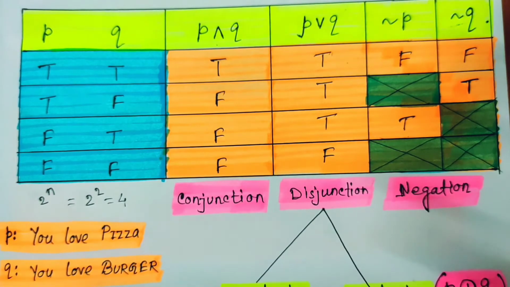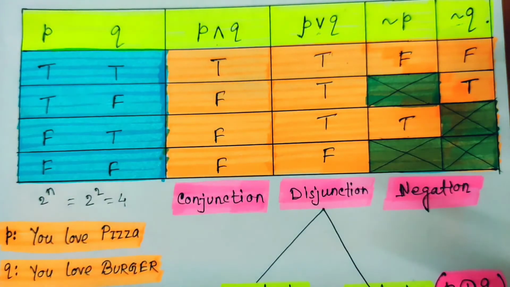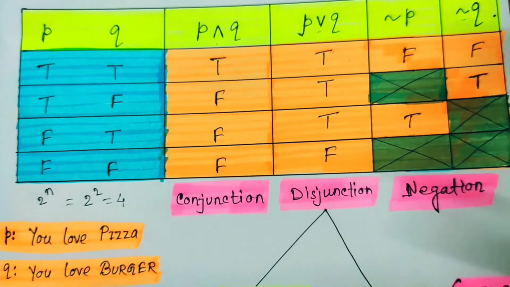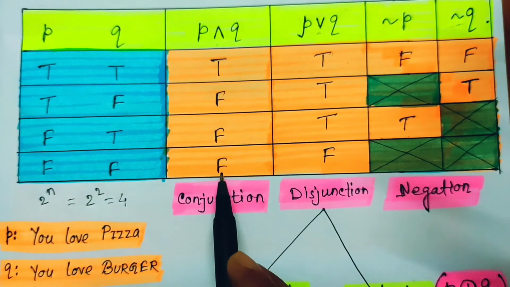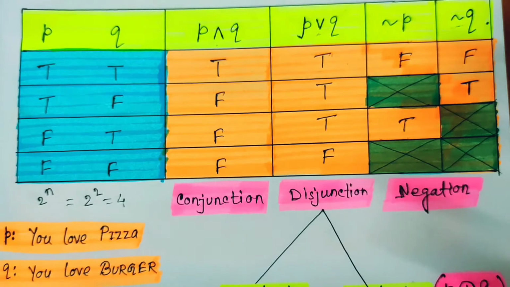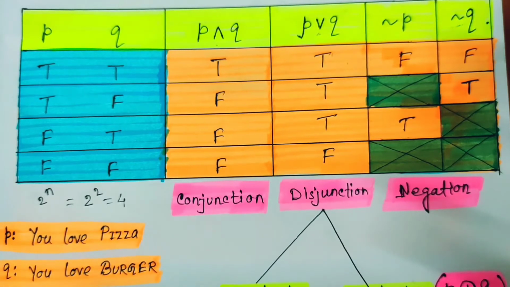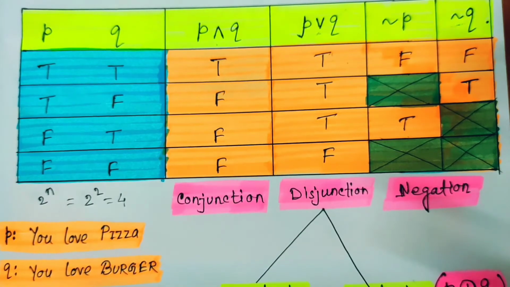Whereas when two or more statements are joined by the connective denoted by this sign, the compound statement so formed is called the disjunction. And definitely this is termed as the "and" and this one is termed as the "or". Disjunctions we will find out in two ways. Disjunctions have two types: one is the inclusive disjunction and another one is the exclusive disjunction.